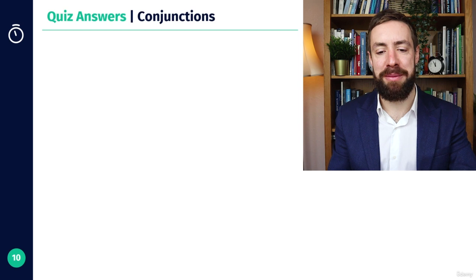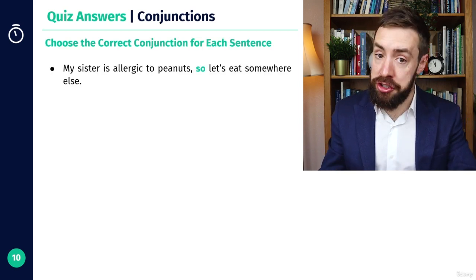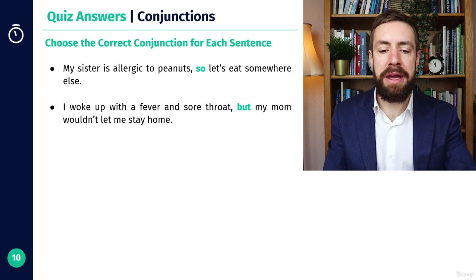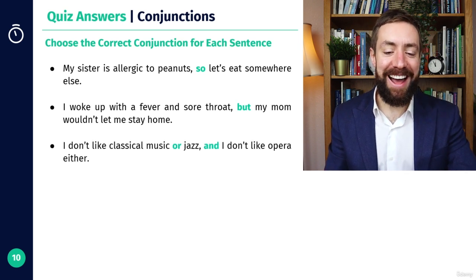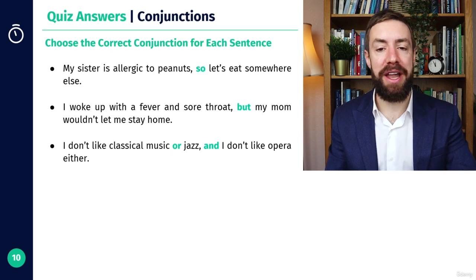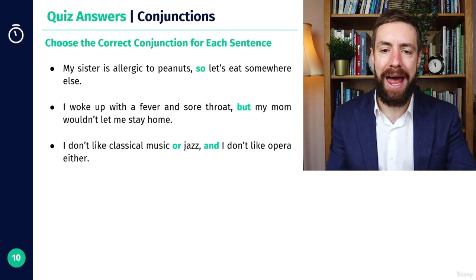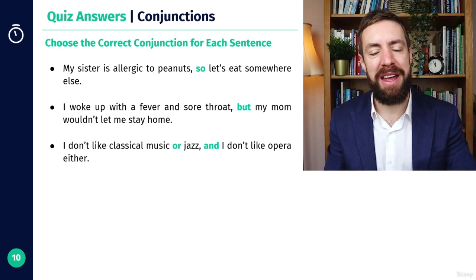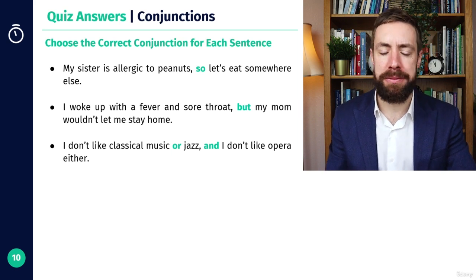All right, let's take a look at some answers then. So, "My sister is allergic to peanuts, so let's eat somewhere else." "I woke up with a fever, but my mum wouldn't let me stay home." Thanks, Mom. You're so mean, Mom. "I don't like classical music or jazz, and I don't like opera either." You could, of course, say, "nor do I like opera." But as we talked about, "and either" is more natural these days, more modern.